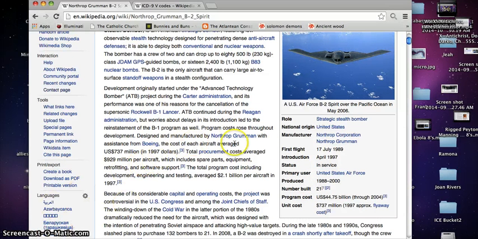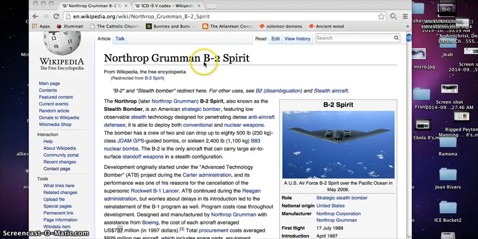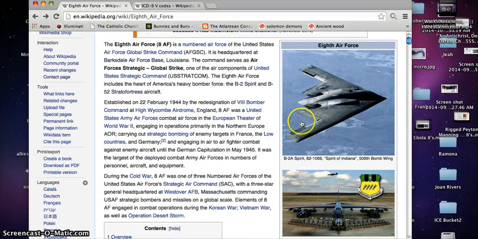And I don't know why they showed it in here, but the average cost in 1997 was $737 million. So you have your 73 and your 37 in there as well. And you wonder why they call it the B-2 Spirit. I mean, 2/2. And then, you know, the 8th Air Force on 2/22/44.